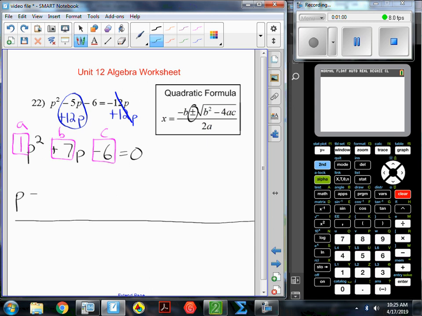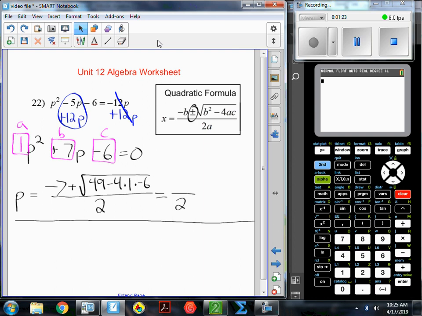So first, p equals the opposite of b, so negative b, the opposite of b is negative 7, plus the square root of b squared, 7 squared is 49, minus 4 times a, which is 1, times c, which is negative 6, all over 2 times a, which is 2. So I'm going to get something over 2.